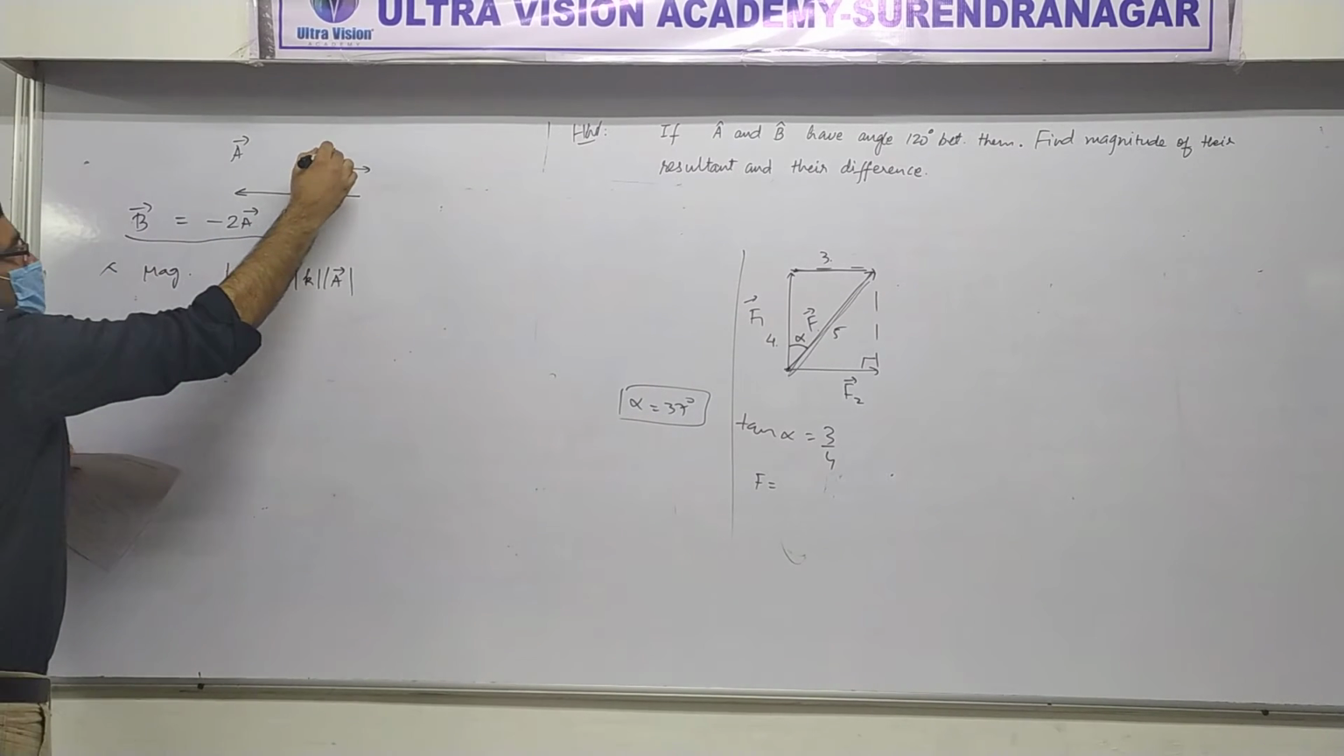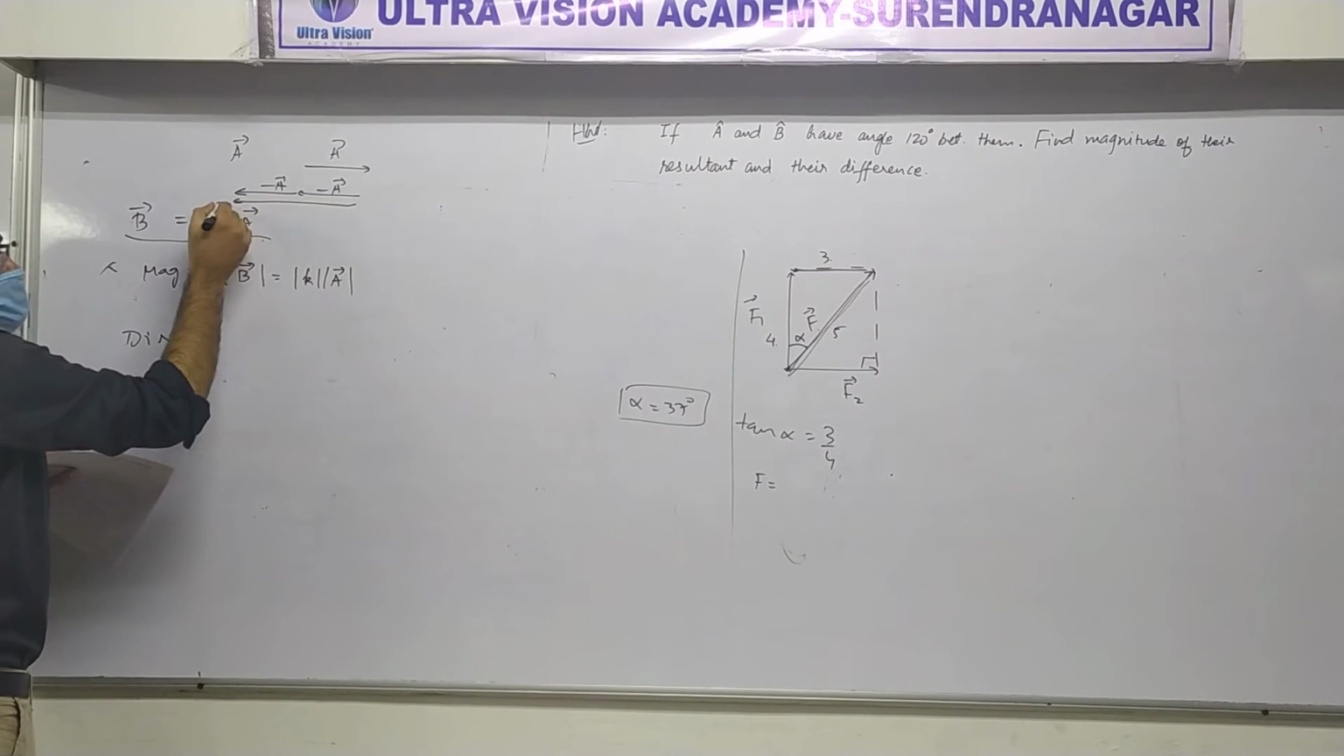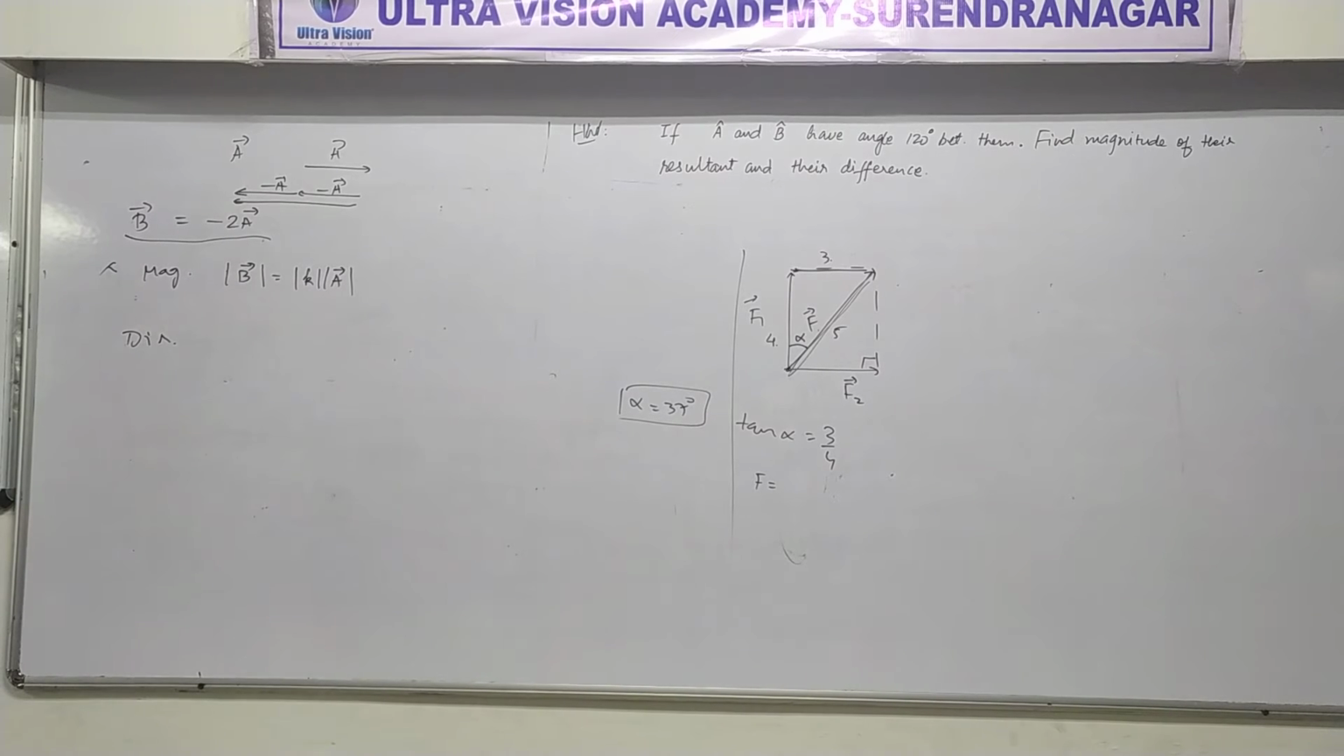Did you understand what I have shown here? So total magnitude is from here to here. So double, correct or not? Yes. So magnitude double. Direction reverse. Did you get it?